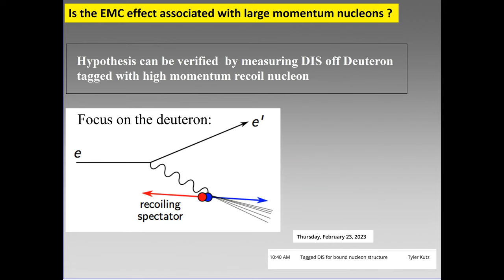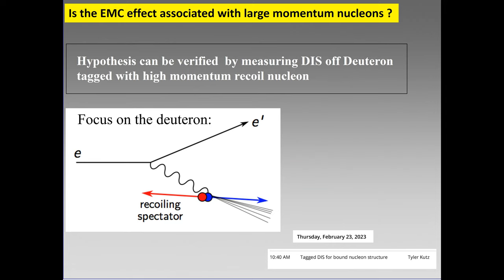So the right thing to do is to measure, always, if you can. And the way to study this is to go to the simplest system you can think of, a deuteron. Do deep inelastic scattering on a proton and tag it with a high momentum neutron, or do deep inelastic scattering on a neutron and tag with a high momentum proton, and see if this deep inelastic scattering is different from the free one. And that's exactly going to be discussed tomorrow by Taylor, so I'm not going to take the fun from his talk.